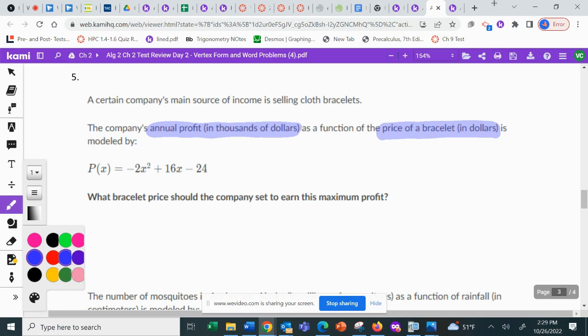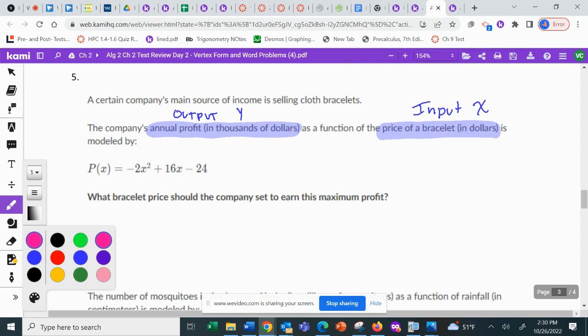So this here is the input. This is that X value. You have to know the price of the bracelet first. Then the money starts rolling in. So our dependent, or our output, or our Y value, is how much you make annually. So that's one way of looking at it to find what the X or Y is.